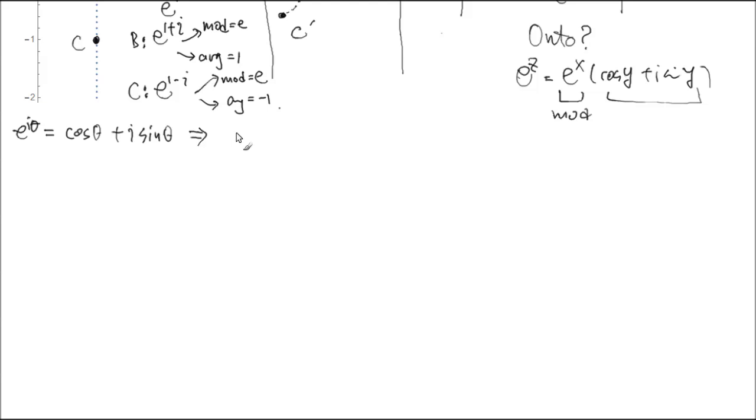How would you write this cosine theta? Remember, cosine theta is a real part. How do you isolate the real part? Using the conjugate, right? So if I write down cosine theta minus i sine theta, and if you add these two, you get rid of the imaginary part. If you subtract these two, you get rid of the real part. So you isolated sine and cosine. That's the idea.